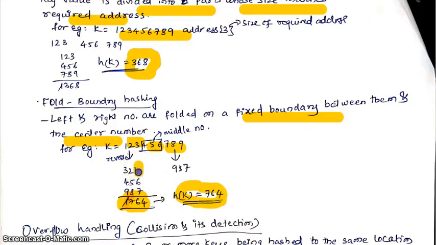So first we need to reverse the first 3 digits. Then the middle 3 numbers remain as they are. And the last 3 digits also should be reversed. Add all the numbers and remove the first digit, so we'll get only a 3 digit number. This is the hash key for this particular number.